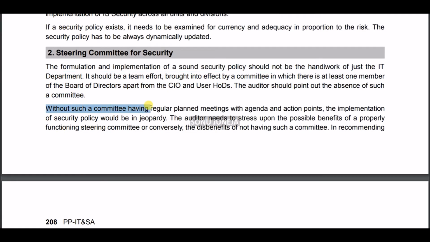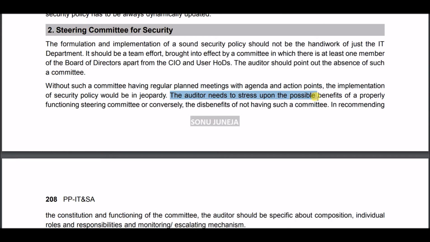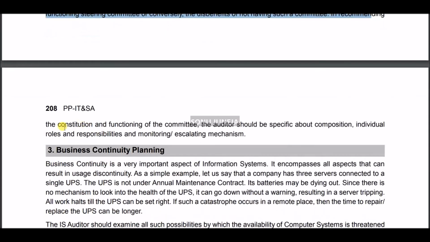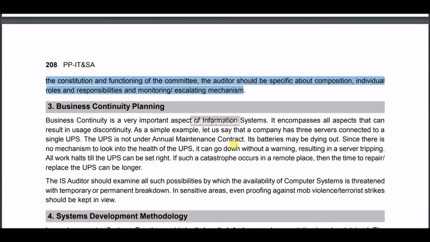Without such a committee having regular planned meetings with agenda and action points, the implementation of security policy would be in jeopardy. The auditor needs to stress the possible benefits of a properly functioning steering committee, or conversely, the benefits of not having such a committee. In recommending the constitution and functioning of the committee, the auditor should be specific about the composition, individual role and responsibility, and monitoring and escalating mechanism.